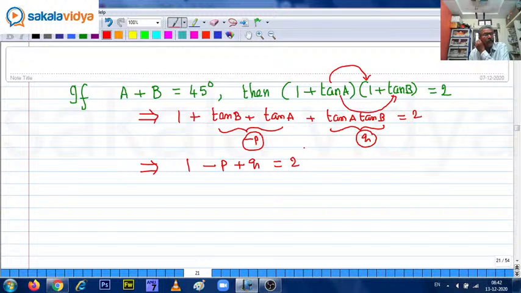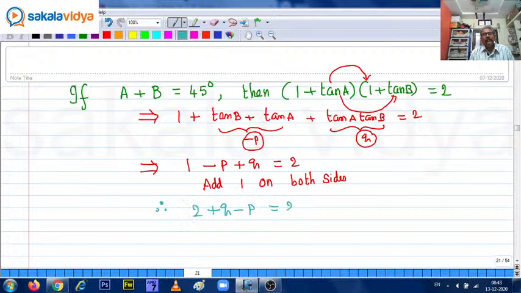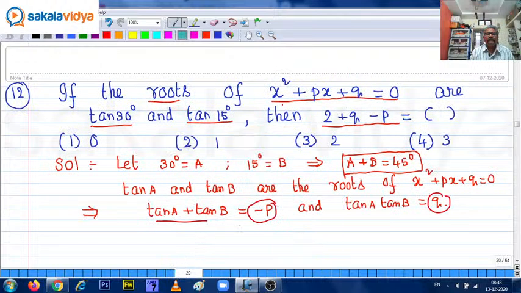So what we need to find out? 2 plus q minus p. Add 1 on both sides. So on adding 1 on both sides, 1 plus 1 is 2. 2 plus q minus p equal to 2 plus 1, whose value is 3. This is the desired value. So the answer is 3. You can check. So fourth option is the right option.